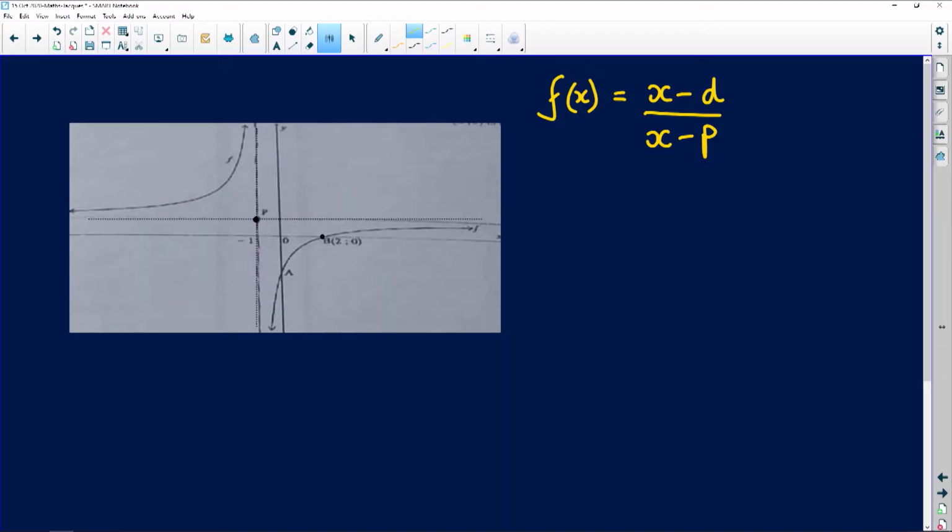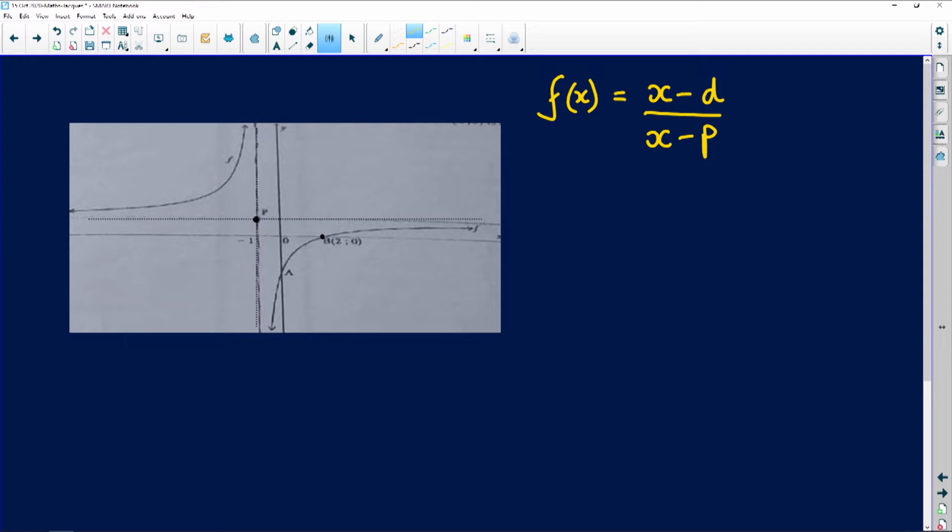It says that we have a hyperbola given to us. Now you can see it's a hyperbola that has translated a bit. It's translated to the left and upwards. The two asymptotes have moved along, so the asymptotes cut here at point P.